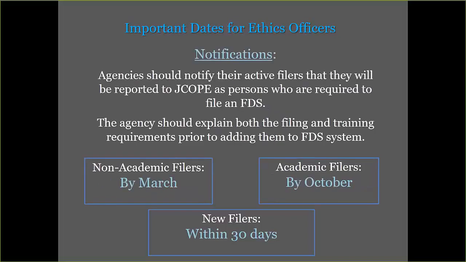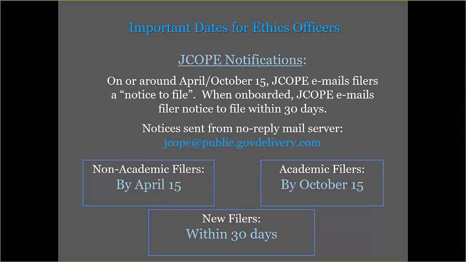Okay? Now, the next important date is notifications. You should be notifying your filers that they're now subject to this FDS requirement. Explain, as I just said, the filing and training requirements, and you should do that by March for non-academic filers, October for academic filers. It also kind of depends on when you're adding them to the system. Usually just give them a heads up beforehand.